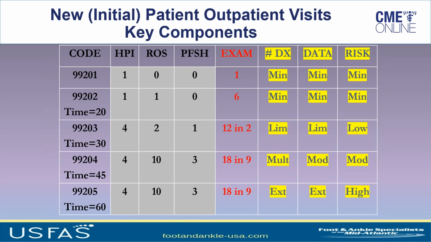And the last part is the diagnosis, data, and risk. You need 2 of the 3 areas to meet the criteria for the diagnosis, data, and risk. So this is your medical decision-making columns. And a lot of docs fail or forget about medical decision-making and the critical things that we see.